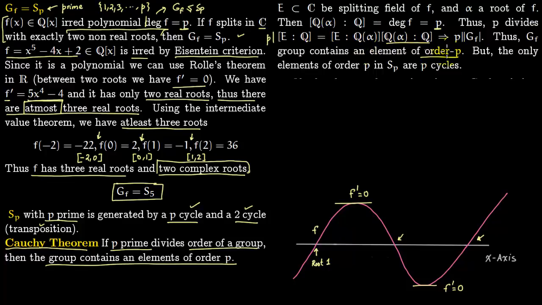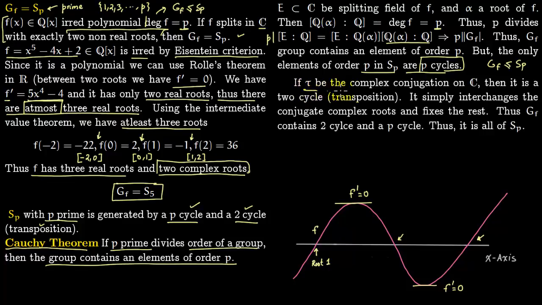Therefore the Galois group contains an element of order p. We already know that the Galois group is a subgroup of S_p, because it just permutes the roots of this polynomial of degree p. But the only elements of order p in S_p are p-cycles. So our Galois group now contains p-cycles, because whatever element you have in the Galois group will also be an element of S_p. And if you have an element of order p in the Galois group, it will also be an element of order p in S_p, and therefore you have these p-cycles here. So p-cycles are contained in our Galois group.